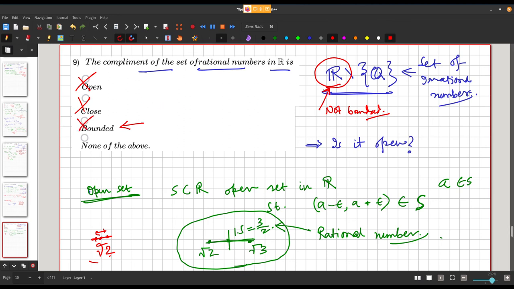And if R is not bounded, then the irrational numbers will also not be bounded because they can be as large as possible, right? Yeah, exactly. So this is the correct answer.